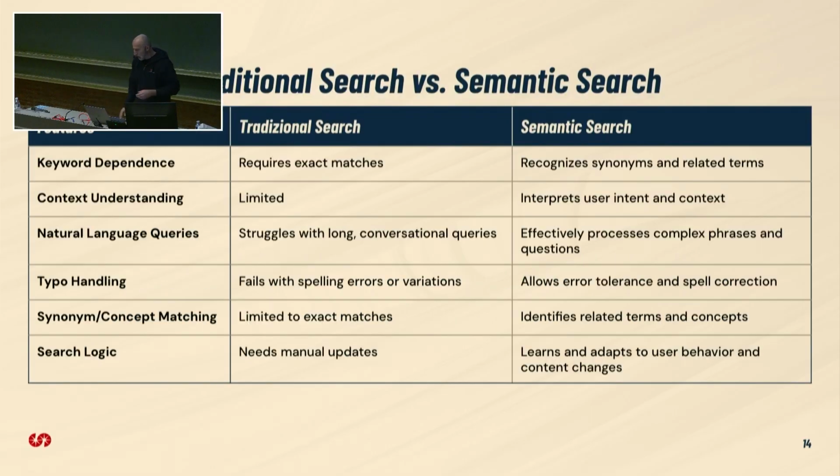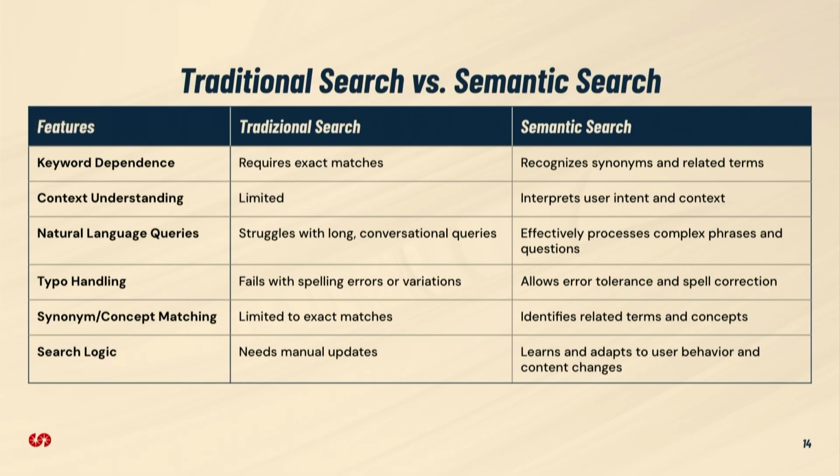So what have we learned so far? Well, obviously the traditional search is not so smart. On the other side, semantic search can understand the query and the question the users are typing. And another key point, I think, is that using AI, semantic search can adapt to the user behavior and can adapt to content changes.